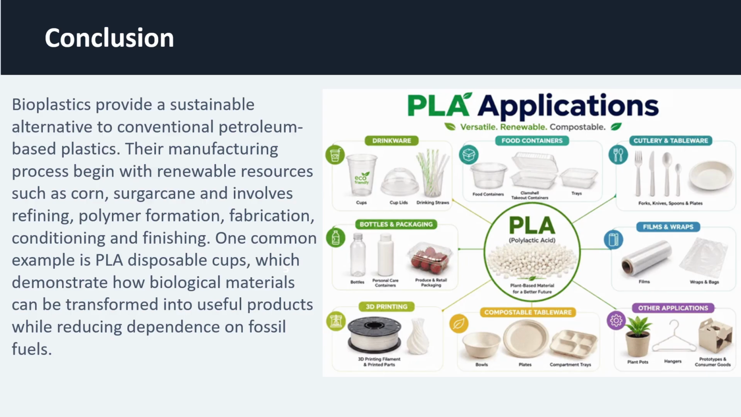In conclusion, bioplastics can provide a sustainable alternative to conventional petroleum-based plastics. Their manufacturing process begins with renewable sources such as corn and sugarcane, and involves refining, polymer formation, fabrication, conditioning, and finishing. One common example of PLA is disposable cups, which demonstrate how biological materials can be transformed into useful products while reducing dependence on fossil fuels.